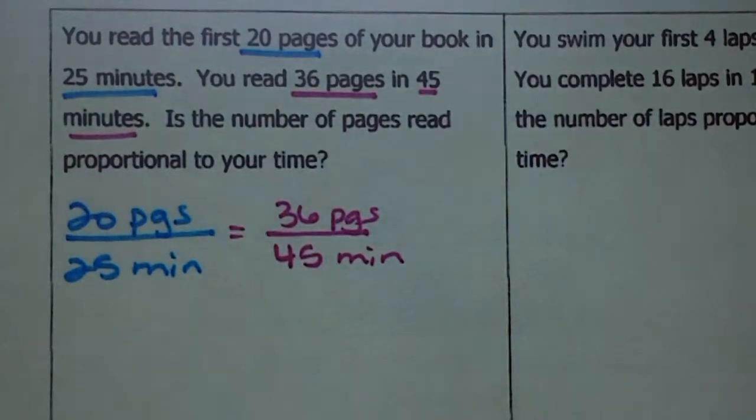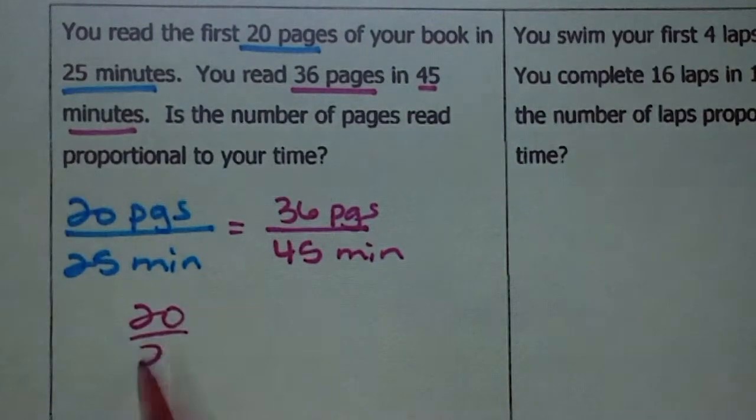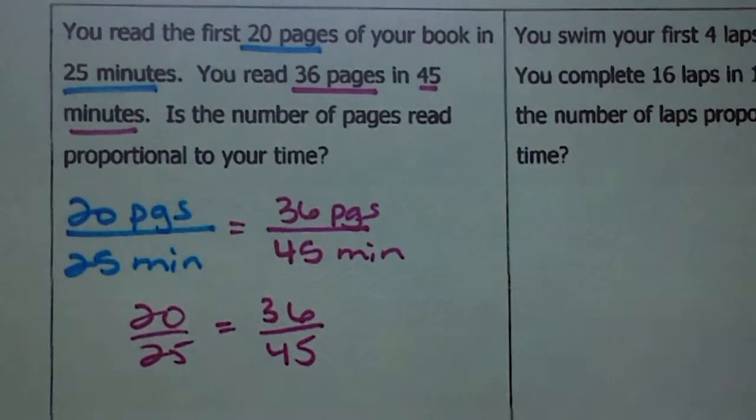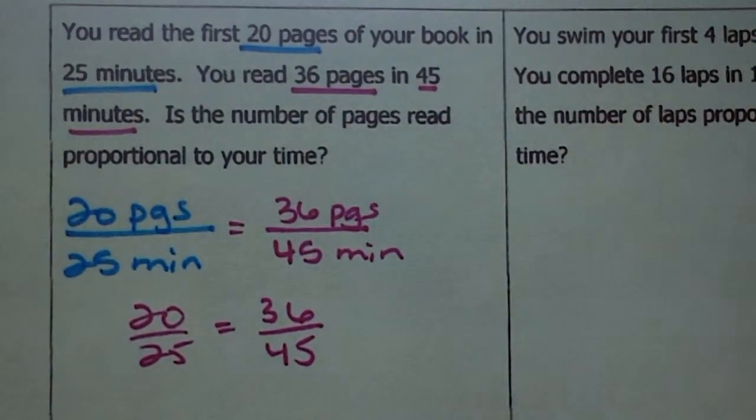So when you're setting this up, in the beginning when I said matching up the variables, pages should both be on top, minutes should both be on bottom because we want pages per minute. So now what I actually have here is 20 25ths, and I want to know, is that equivalent to 36 45ths? So pick away. We need to pick away.